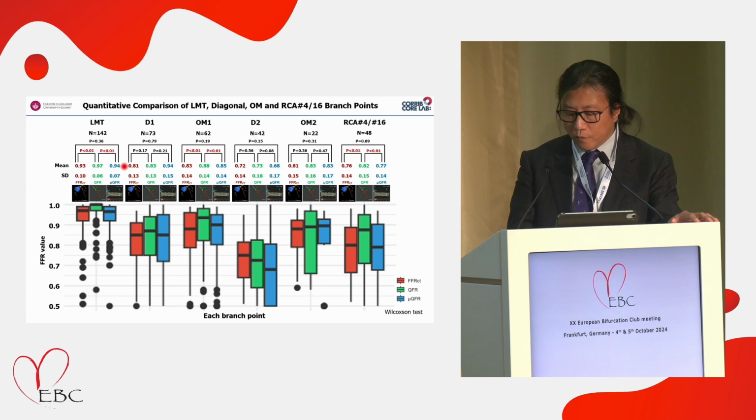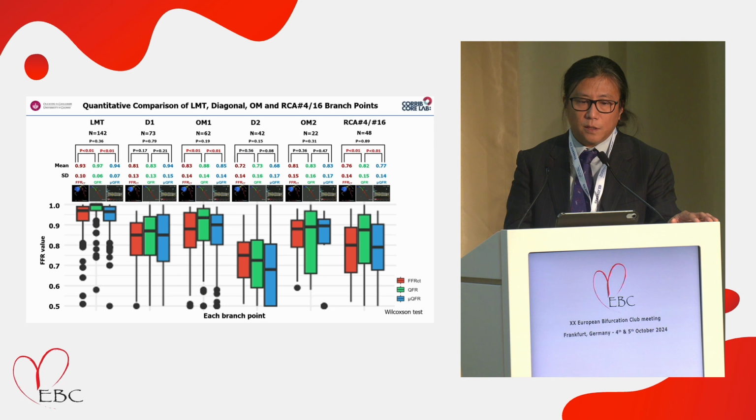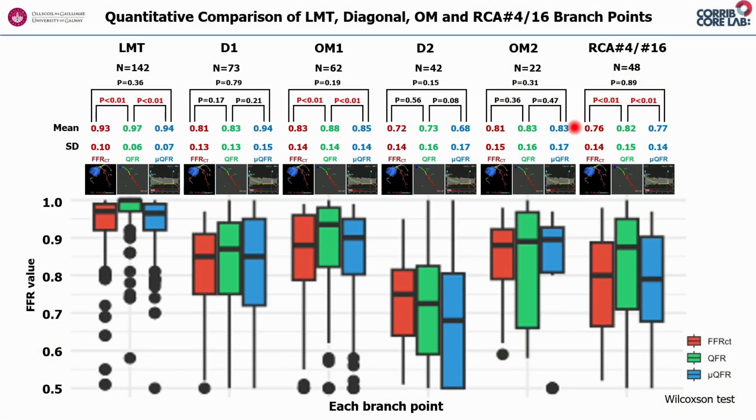So there's no difference at the diagonal D1 level. However, if you go to the obtuse marginal, there was a significant difference, again highest with QFR compared to the other two measurements. Obtuse marginal 2 shows no difference, but for the right coronary artery, the major bifurcation between the PL and PD, you can see again some difference. The QFR has a value of 0.82, which is significantly higher compared to the FFR-CT 0.76 and the μQFR 0.77.